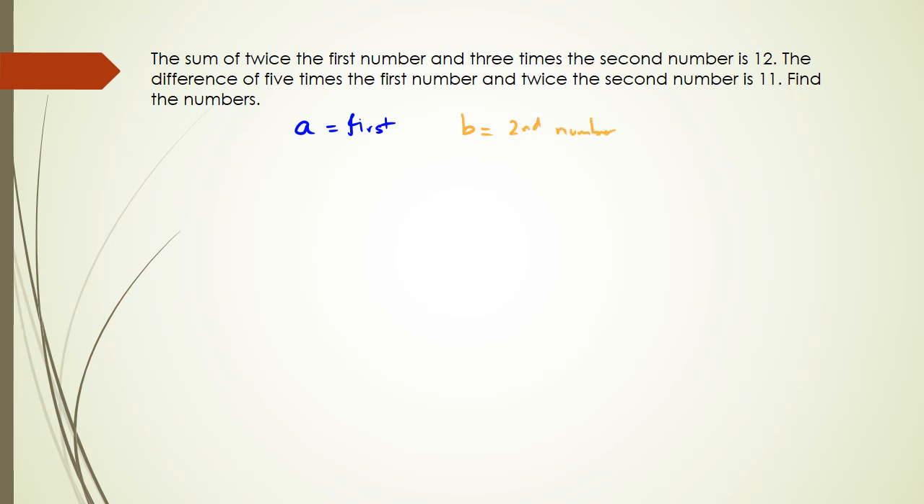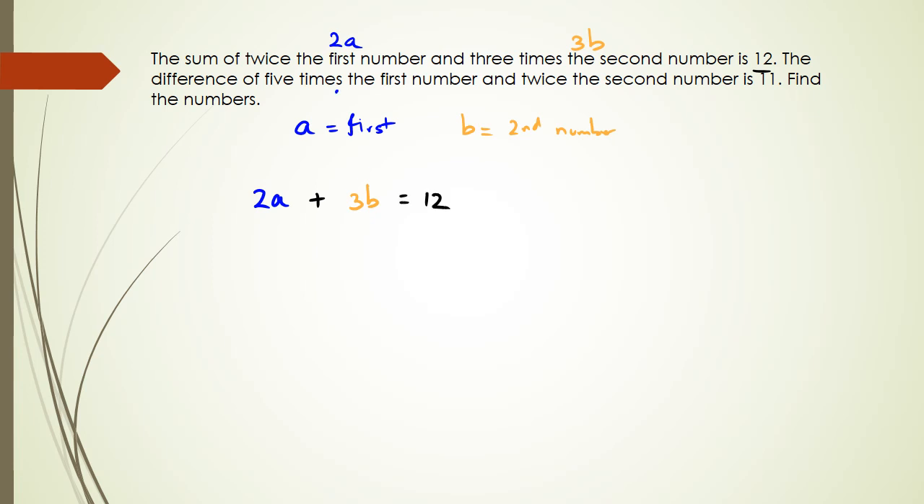So if I look at my equations, the first equation says the sum of twice the first number, so that's going to be 2A, and 3 times the second number, so 3B. These two numbers actually add up to 12. That's my first equation. Then have a look at my second equation.